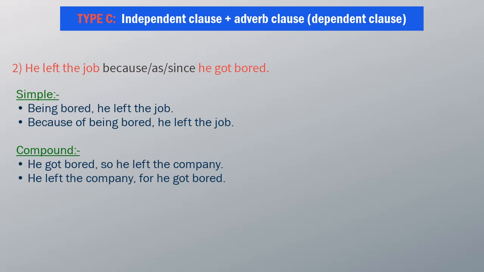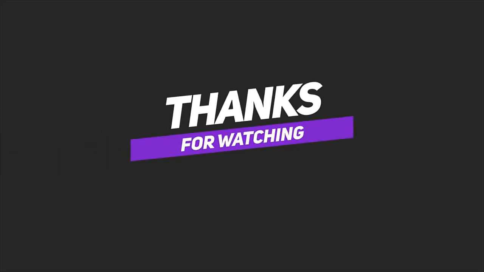Easy? So guys, when complex sentences are formed using because or as or since, change them into simple sentences by changing the dependent clause into a modifying phrase. When the dependent clause works as an adverb, alright? We just did it. And you can change it into a compound sentence by changing the subordinating conjunction into so or for, a coordinating conjunction. So guys, that's all about the lesson today. I hope now you've learned how to transform complex sentences into simple and compound sentences.